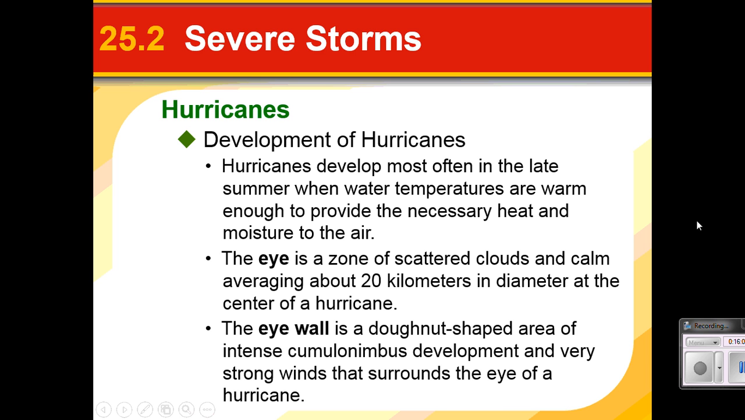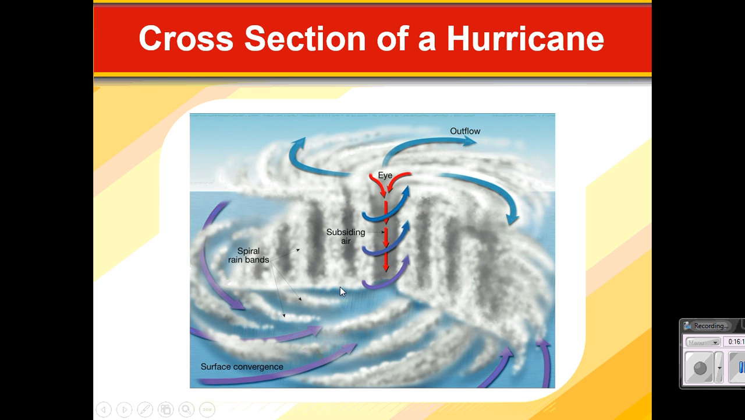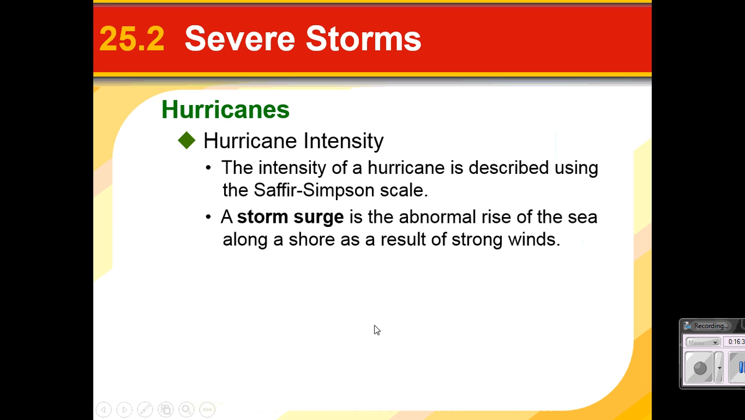So we do have an eye. It depends on how big the hurricane is, about how big that eye is, but it's relatively calm. The eye wall, the winds are really strong around the eye wall itself, so that's a pretty dangerous area to be. So you've got subsiding air, which is why it's calm, right? It's an area of high pressure in the middle of the storm. We've got a lot of swirling that's going around it, and it happens in bands. So you can get hit over and over and over again by the storm.